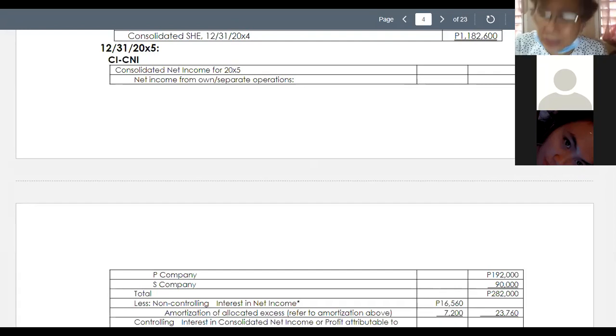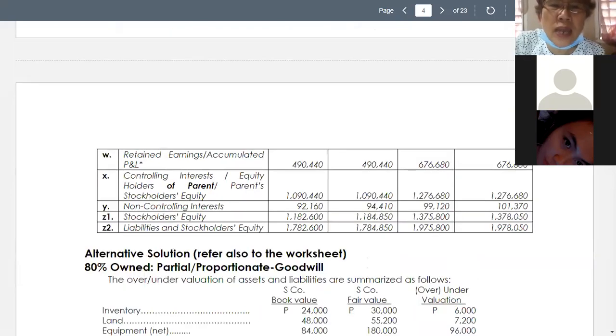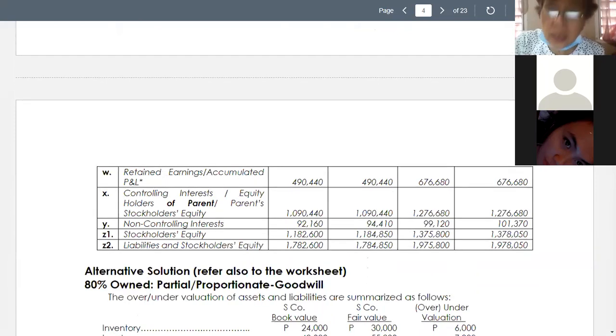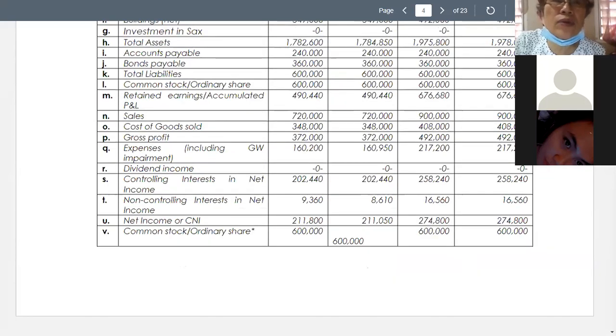Now, anyway, allow me to just continue with this. The objective is we will go back to the worksheet under the full goodwill. Balik ta anay sa aton nga worksheet under the full goodwill. Before we move on, I'm moving backward. Before we move on to 20x5. Mabalik ta anay to sa requirement number 2 nga may full goodwill. Okay? Ara ho, ang aton nga second column nga may full goodwill. Okay, go back. Second column please.